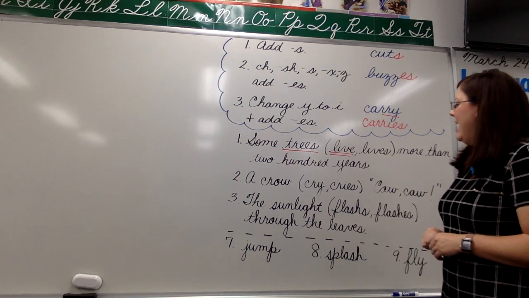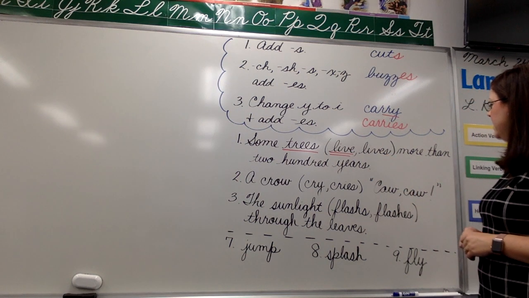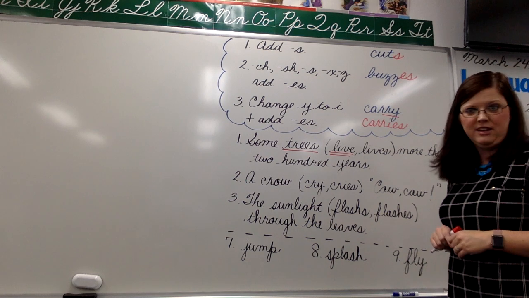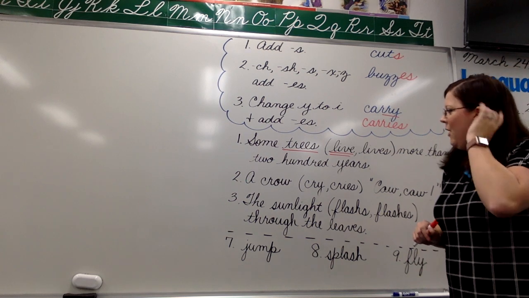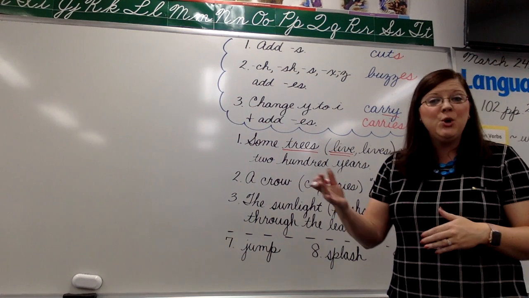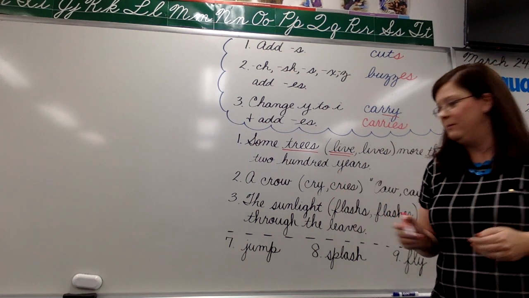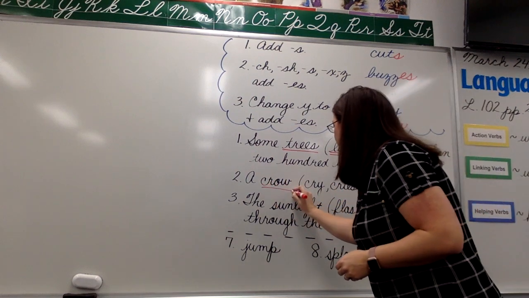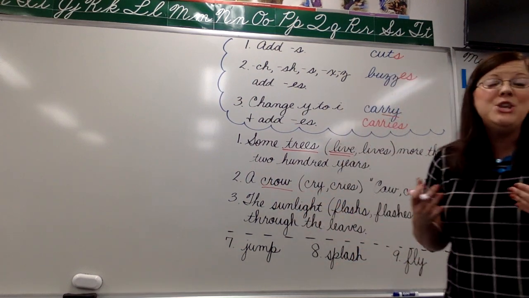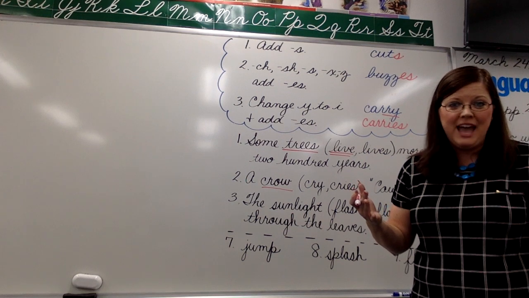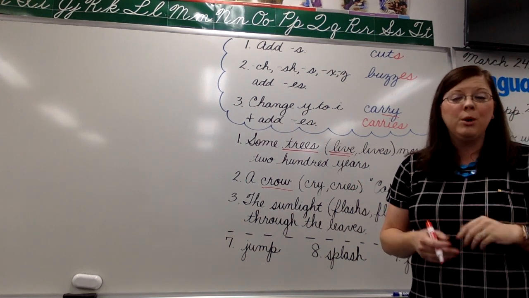Number 2, a crow cry or cries, caw, caw. Like my sound effects there, the onomatopoeia. Okay, let's find our subject first. Who or what is the entire sentence about? Crow. Now let's decide what number. How many crows do we have? 1 or more than 1?